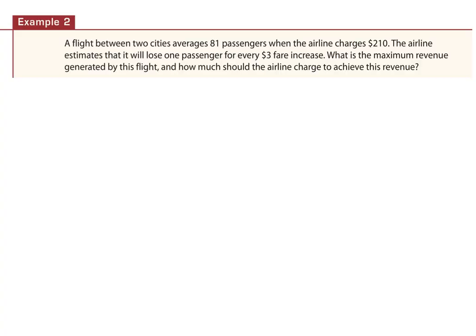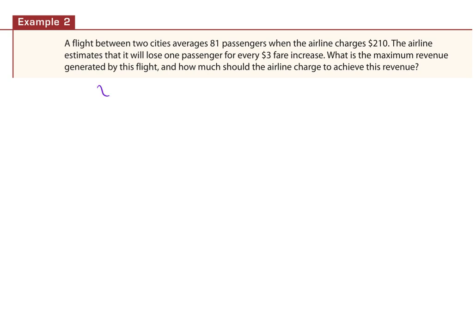So a flight between two cities averages 81 passengers when the airline charges $210. The airline estimates that it will lose one passenger for every $3 fare increase. What is the maximum revenue generated by this flight, and how much should the airline charge to achieve the maximum revenue? All right. So for every $3 increase, they're going to lose a passenger.